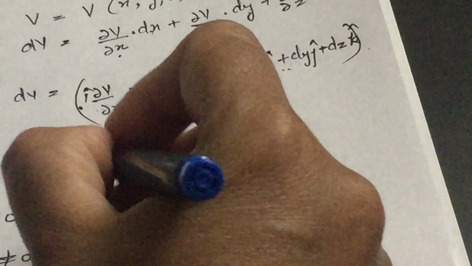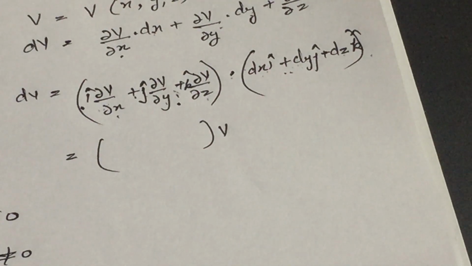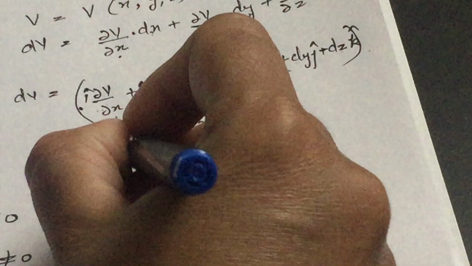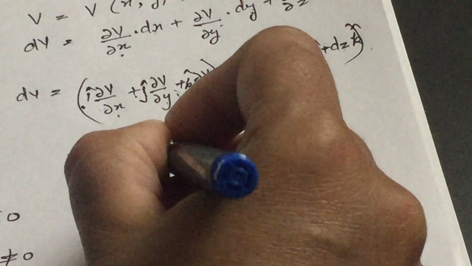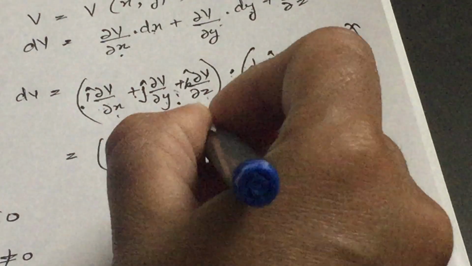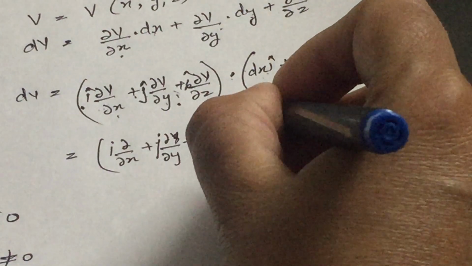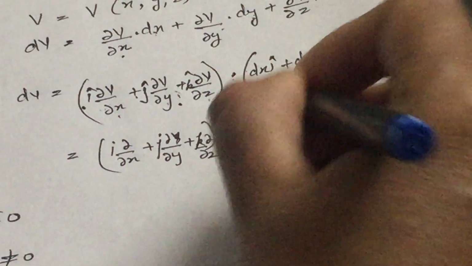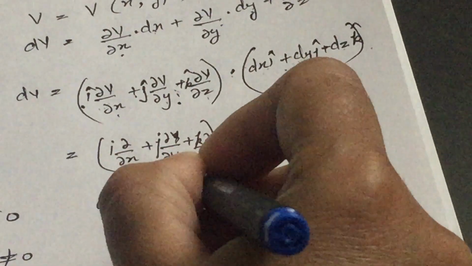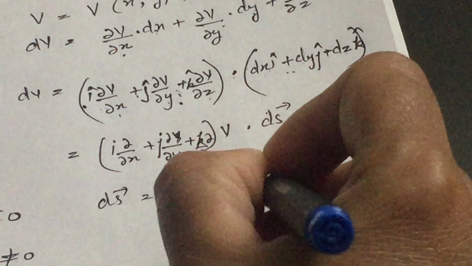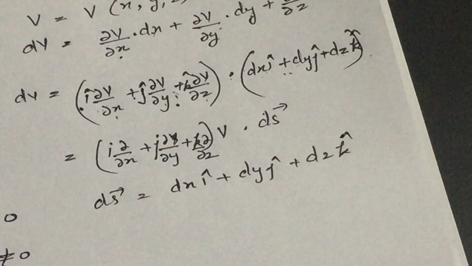If we take V common from the above bracket, then we will have the operator like this, and another vector can be represented by ds, where ds is the displacement vector, and it is shown by the displacement along all three coordinates.